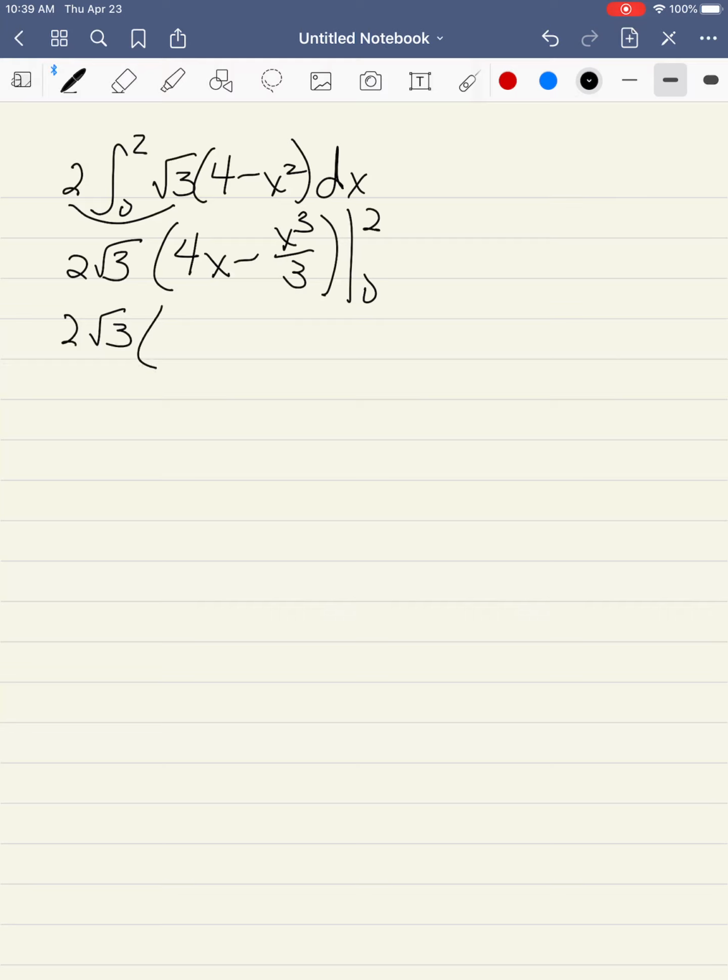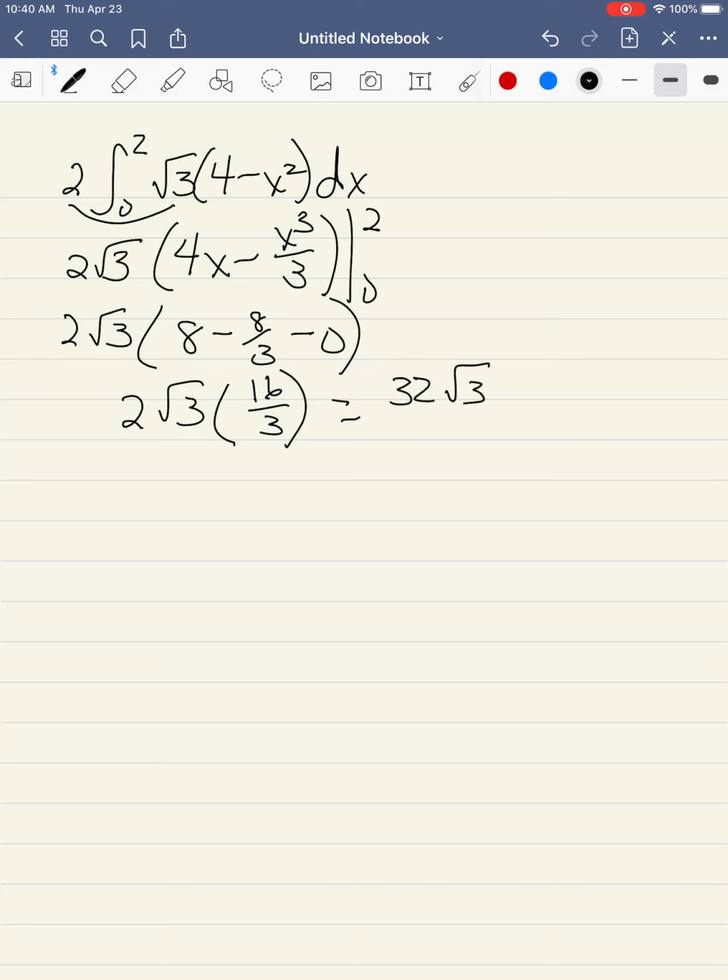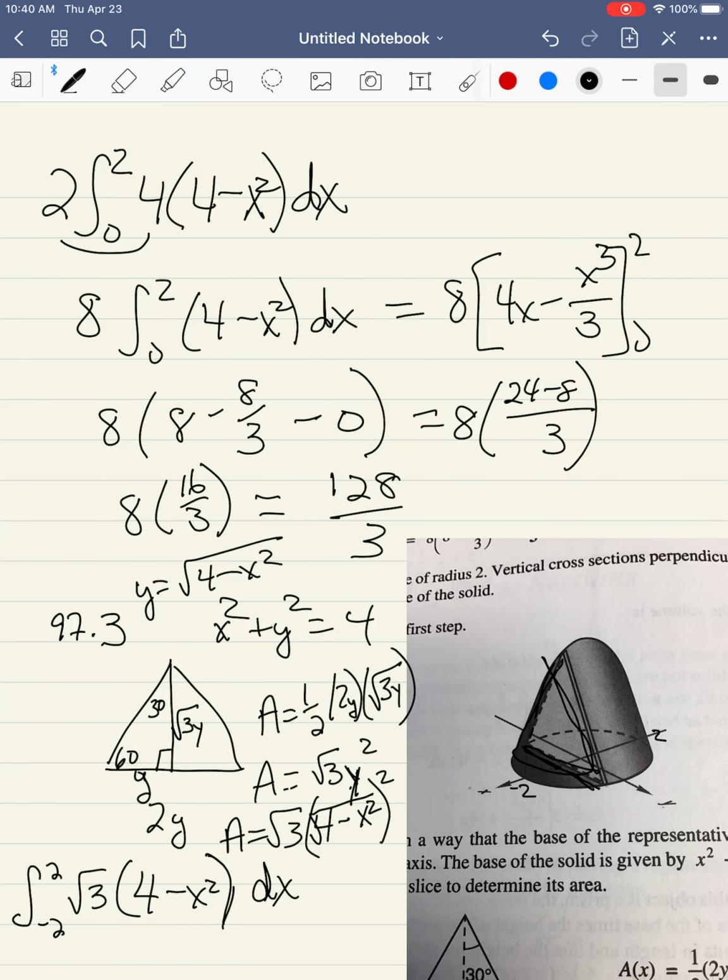So that will be 2 square root of 3 times 8 minus 8/3. What's the same thing that we just got a minute ago? So this was 2 square root of 3 times 16 over 3. So that was going to be 32 square root of 3 over 3. All right, so just find the area of one of the cross sections, whatever that is, find the area of one of them, and plug them into an integral so that you're actually summing up all of the triangles that would go here.